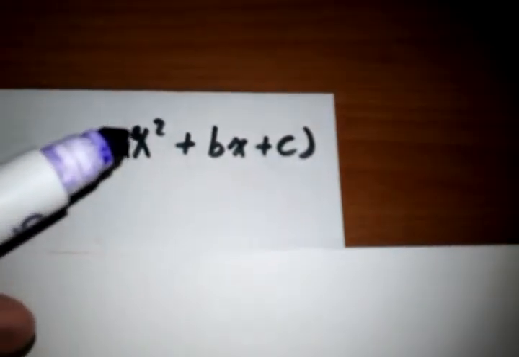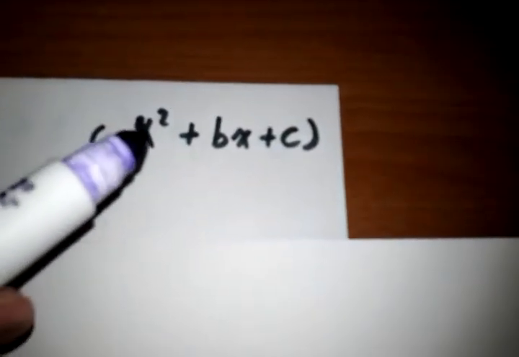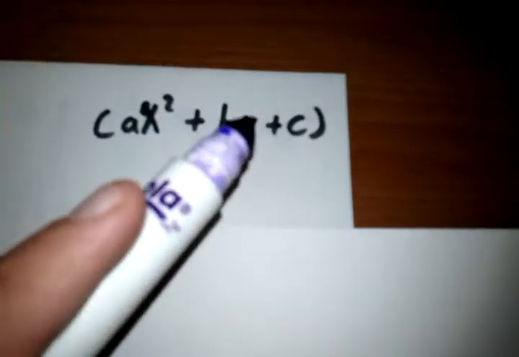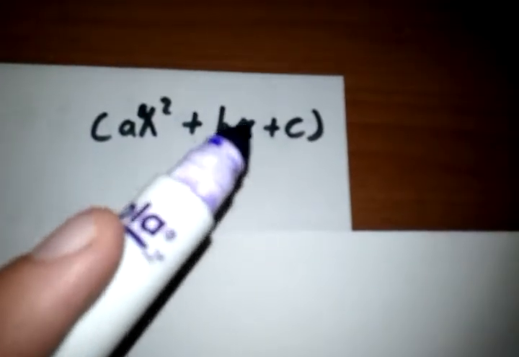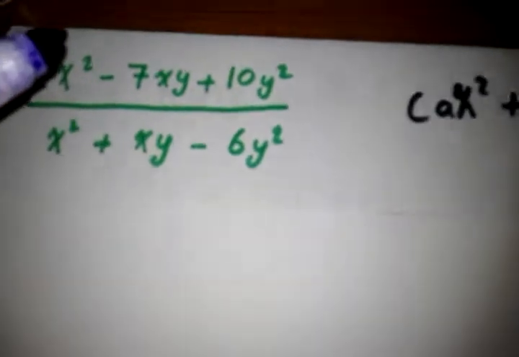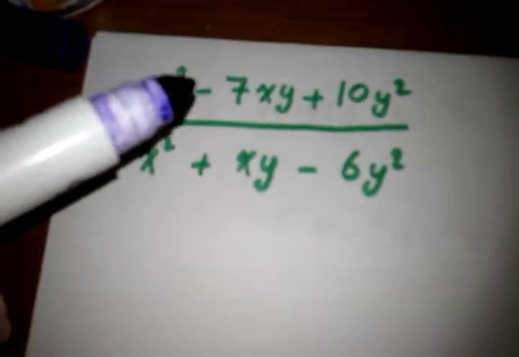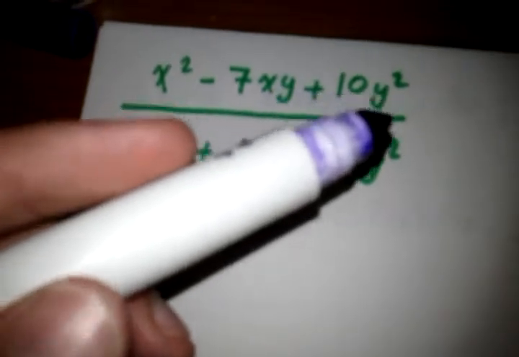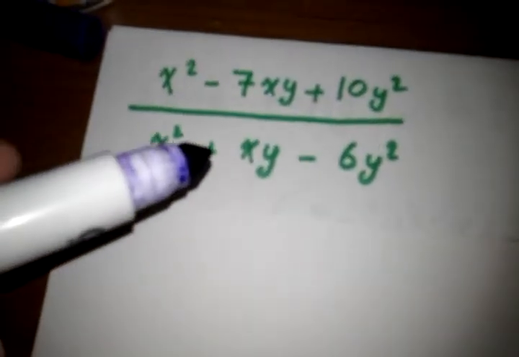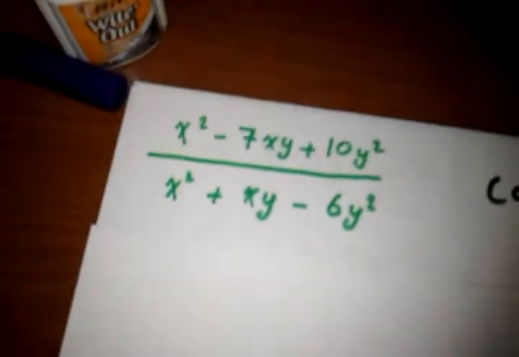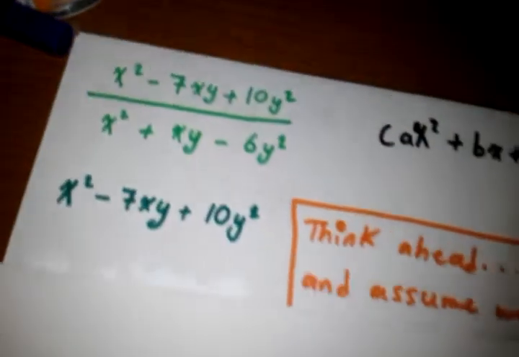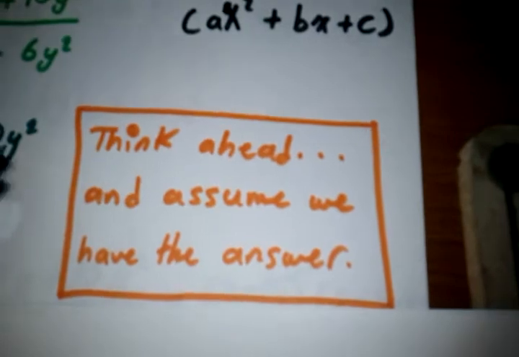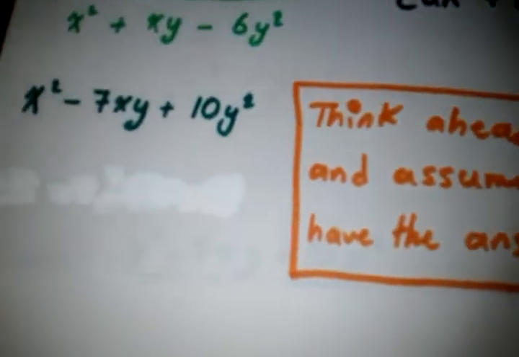So the general formula of a trinomial is ax squared plus bx plus c. You may want to remember this because we'll be coming back to it. Now suppose we're given x squared minus 7xy plus 10y squared over x squared plus xy minus 6y squared. So this is how we're going to think it through. Think ahead and assume we have the answer. What do I mean by this?